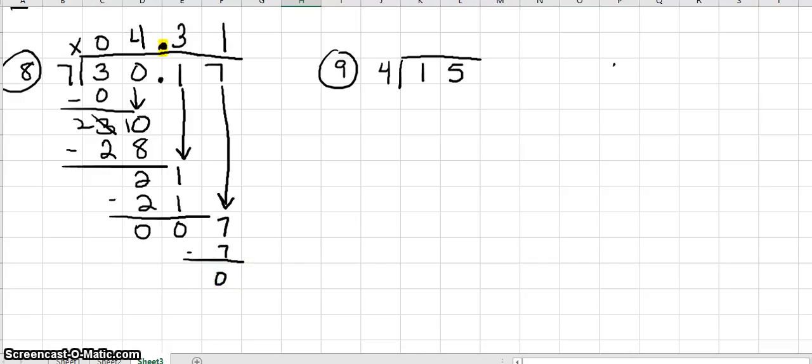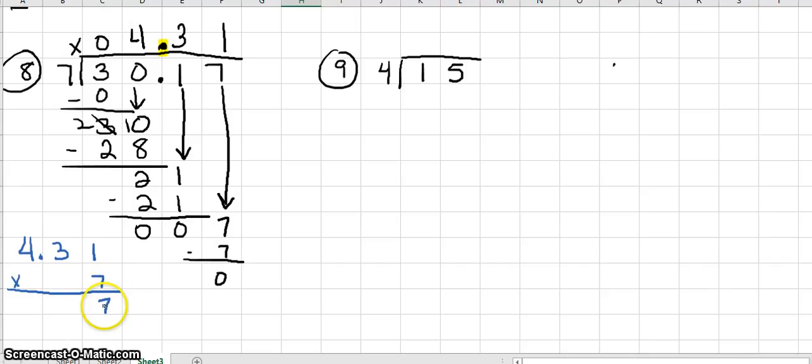I don't have any more remainders, so I'm ready to check my answer. I take my quotient, that's the answer I think it is, times my divisor, because the quotient times the divisor should equal the dividend. We kind of have it modeled up there for us.